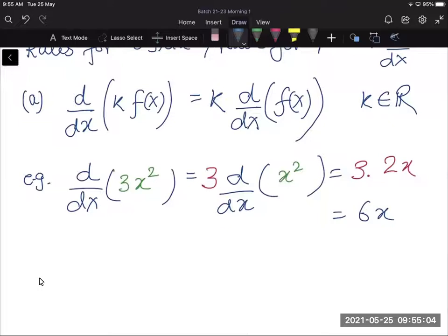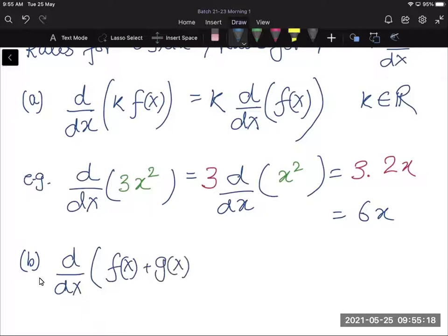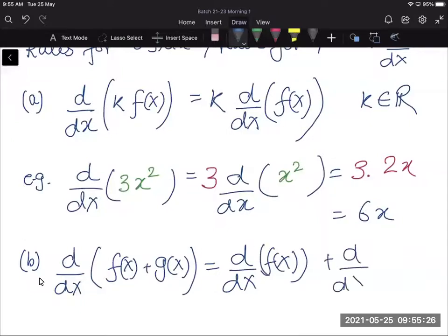The second rule is that if you are going to find the slope of the sum of two different functions, then this is exactly equal to the slope of the first function plus the slope of the second function.